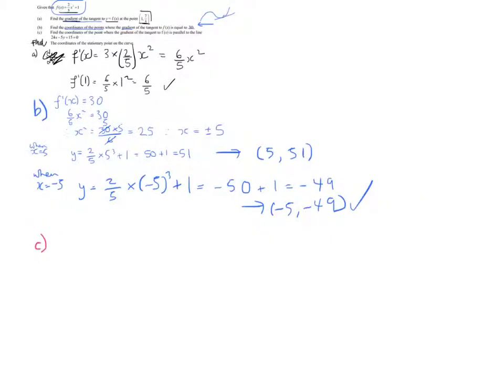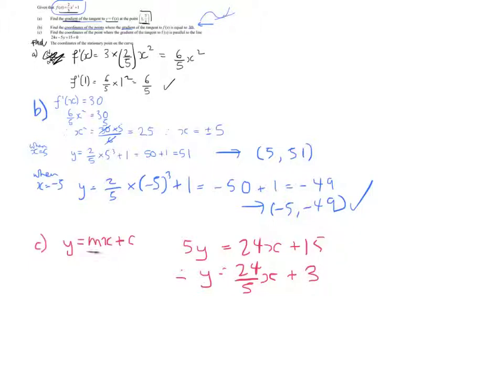Okay, now part C is essentially the same as part B, but they're just telling us it in a kind of cryptic way that we have to unravel. So it's saying find the coordinates at the point where the gradient of the tangent to f of x is parallel to this line. So we want to rearrange this line to the form y equals mx plus c. So we can write 5y equals 24x plus 15. Therefore, in this form, it's y equals 24/5 x plus 3.